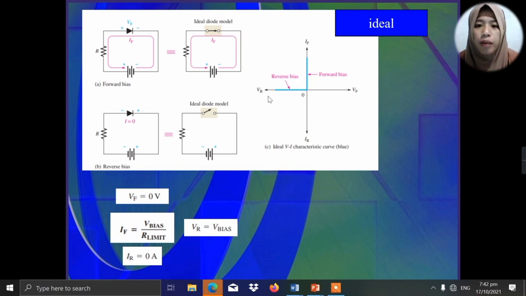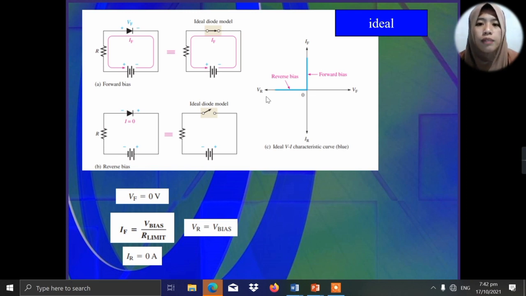For this side naman, wherein itong negative horizontal axis indicates na ang IR natin is equals to 0. Kaya ang IR is equals to 0. Thus, our VR is equals to V bias, yung voltage ng bias.